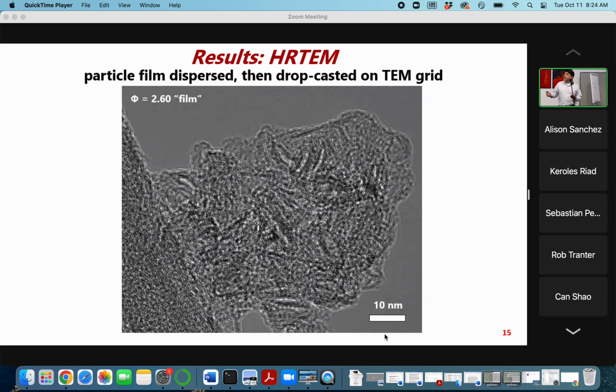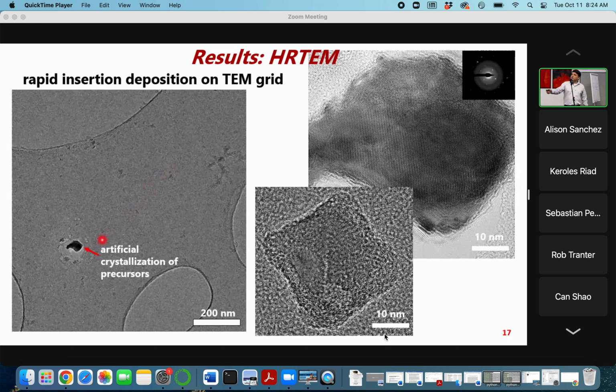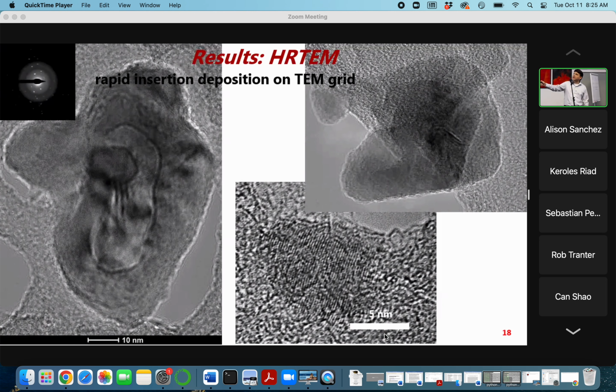So moving forward, when we do a rapid insertion measurement, how much time do we have? One minute, okay. The rapid insertion instrument does show some soot-like properties, but what's interesting is that, we think because of the high concentration of precursors needed to form these particles to begin with, you get some conditions where there can be some artificial crystallization, giving rise to crystals like this.